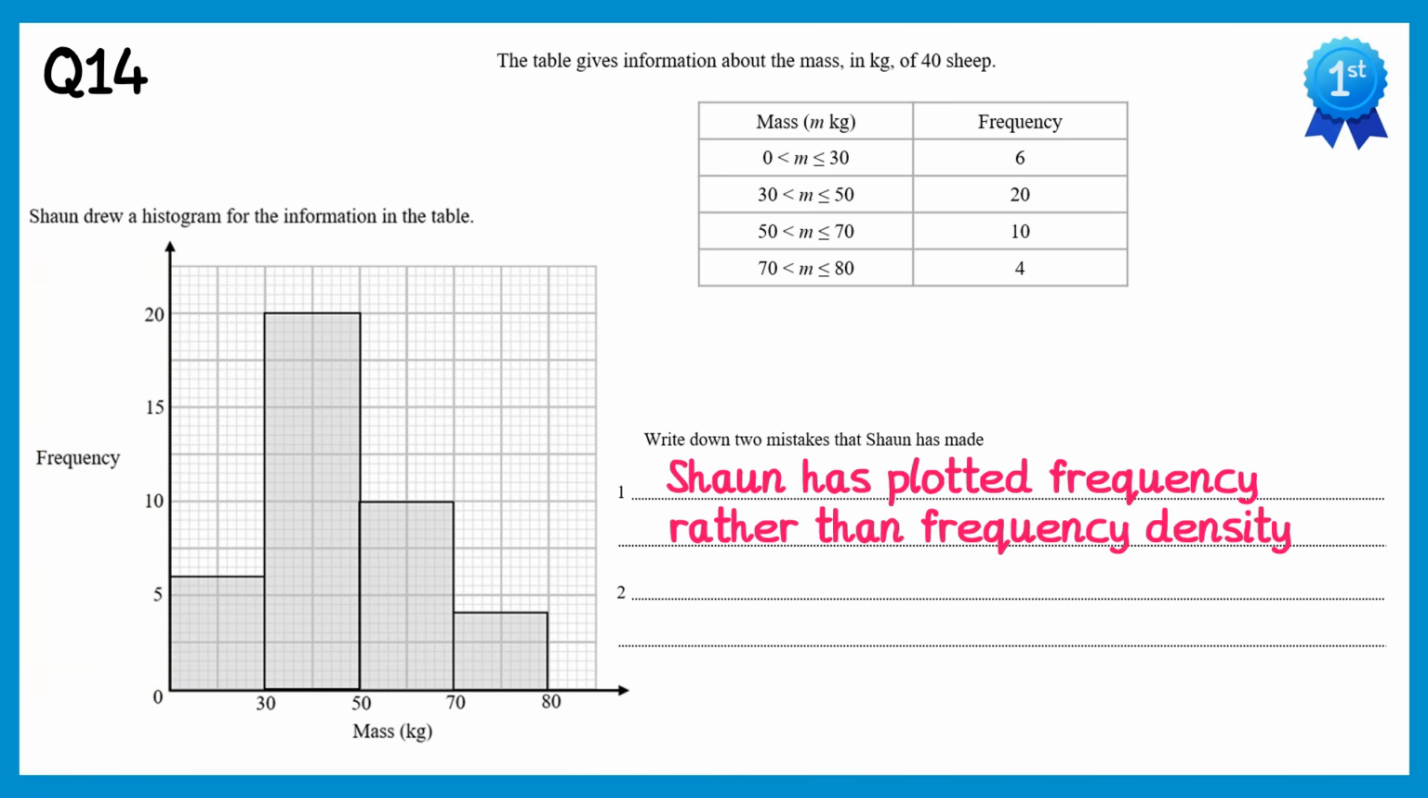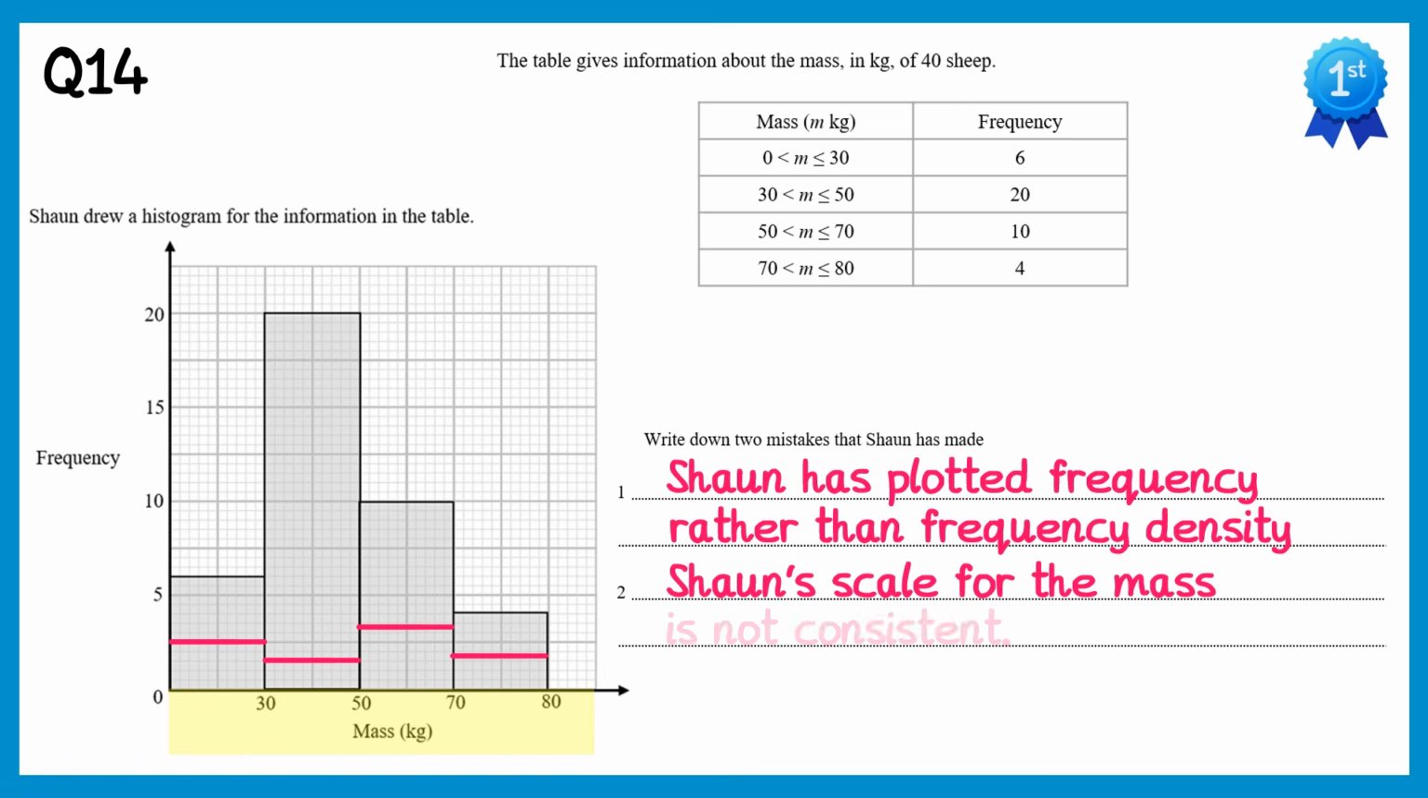For the second part, we're going to look at the other axis, this one along the bottom. Now each of the bars here appears to be the same width. But if you look carefully, this first bar here goes from 0 to 30, so that's a width of 30. But the next one goes from 30 to 50, that's a width of 20. The next one's also 20. And the final one goes from 70 to 80, and that's a width of 10. So Sean hasn't done his scale right on the bottom either. So we could write something like, Sean's scale for the mass is not consistent.